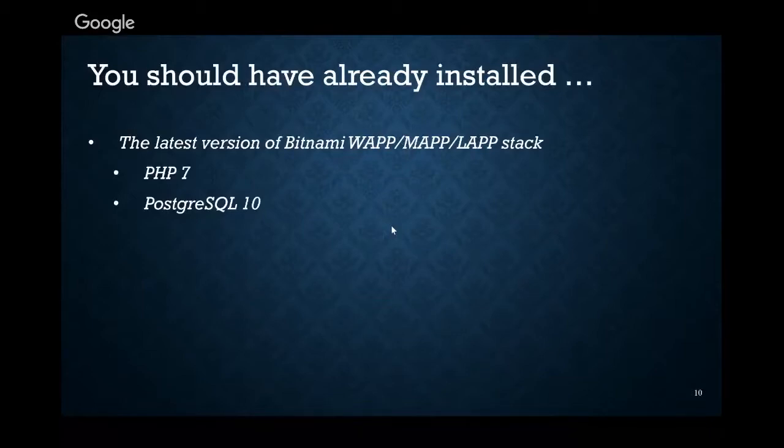Hopefully you have already installed the software for today, which is the WAPP, MAPP or LAPP stack. Please select the latest version, which is PHP 7 with PostgreSQL 10. For your reference, WAPP is short for Windows, Apache, PHP, and PostgreSQL. MAPP stands for Mac, Apache, PHP, and PostgreSQL. The same for LAPP, which stands for Linux.